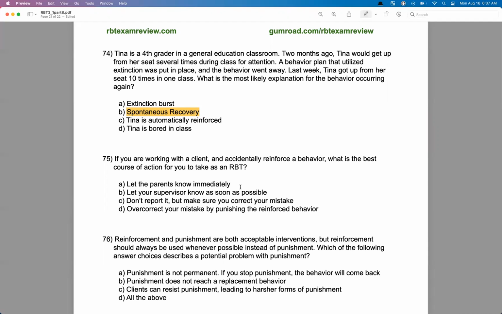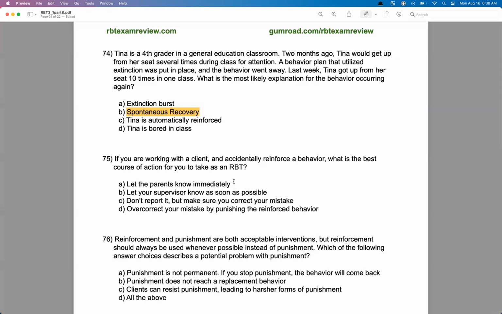A, let the parents know immediately. Not really necessary. You don't need to run to the parents and tell them, hey, I accidentally reinforced this behavior, because they can't really do anything about it. If anything, they might just start giving it more attention if that's what the function is. So it's not really necessary, especially if it's a first thing, right? They're not going to be able to help you with this. They're not going to develop the behavior plan for you. So A is not really necessary.